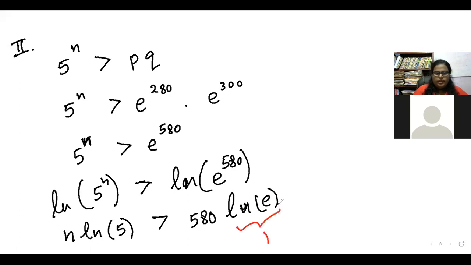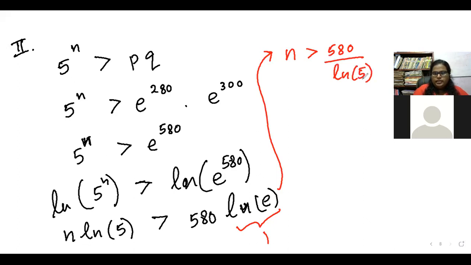This value is 1. And we can write this as n greater than, because we have to find the smallest positive integer for n, 580 divided by ln 5. Right, so when you calculate this right hand side, you end up with a decimal value, that means 360.37, like this value.